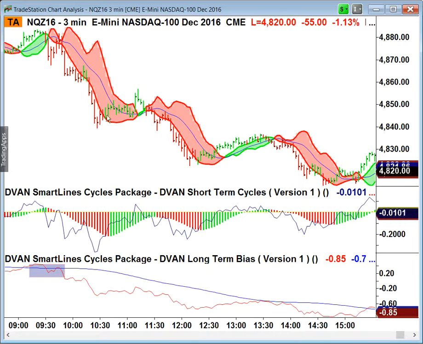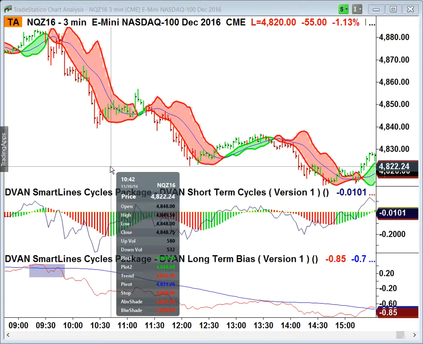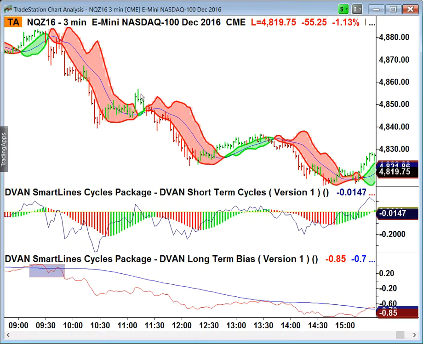We see a few instances of the short-term cycle turning green, but what I want to point out is after you see the long-term bias go bearish, we really want to focus on those short trades during the day. This is a way to identify the larger trend and trade in the direction of the trend that's most in favor. You can see that as the short-term trend turns green a few times, you do get some bounces, and those are playable. But I want to focus on the short trades today.